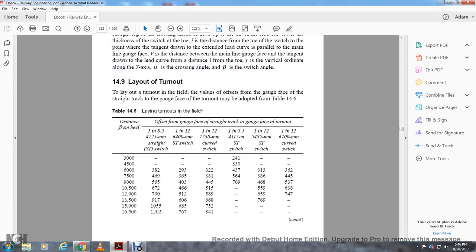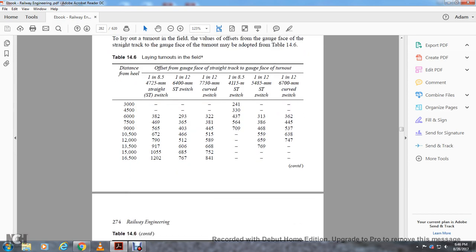To lay out the turnout in the field, the values of the offset from the gauge face for the straight track with the gauge for the turnout are adopted from table 14.6.